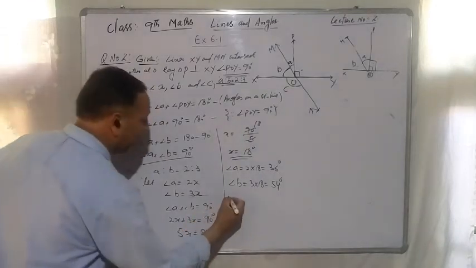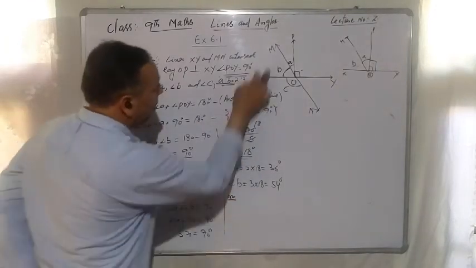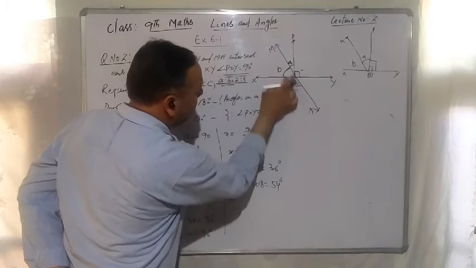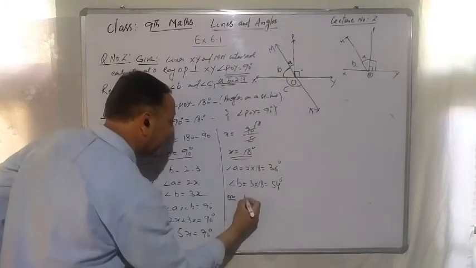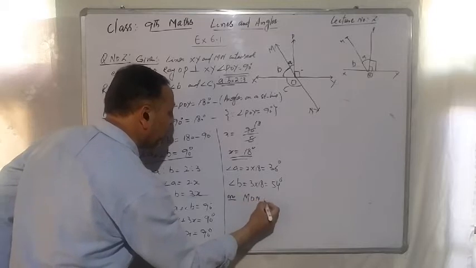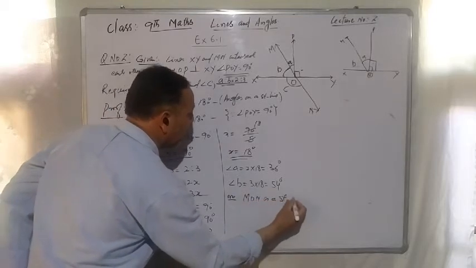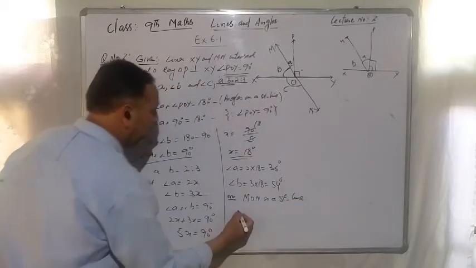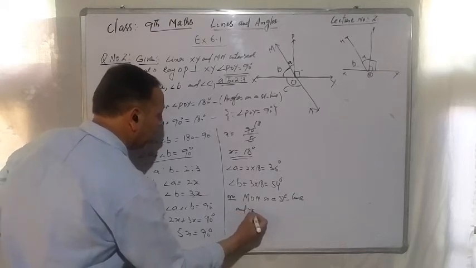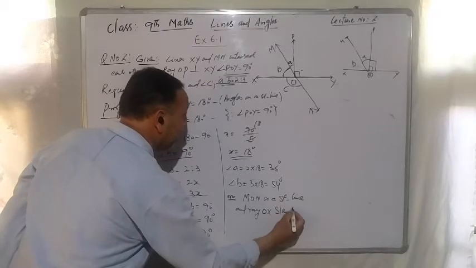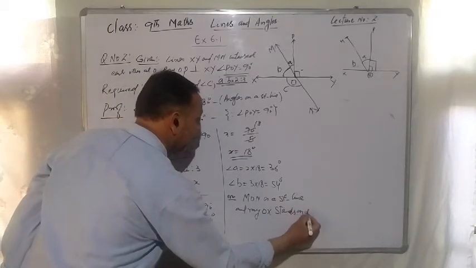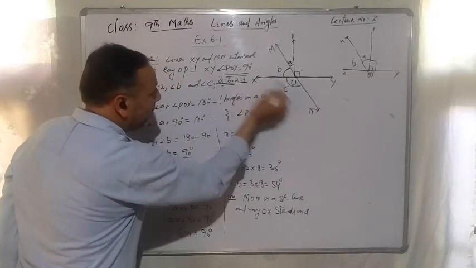Now, MON is a straight line and ray OX stands on it. Therefore, angle B plus angle C.